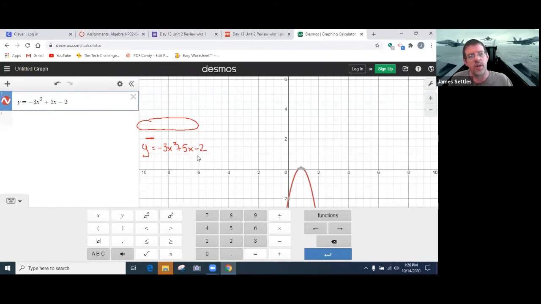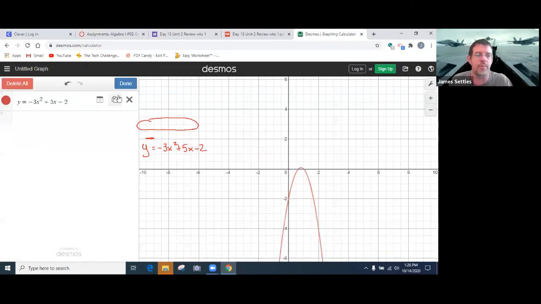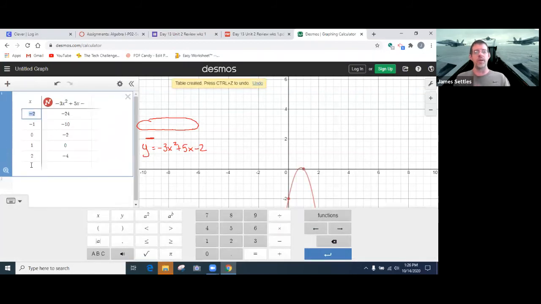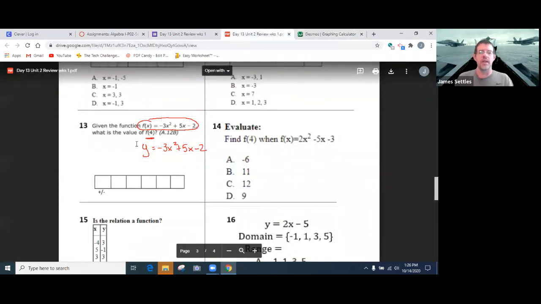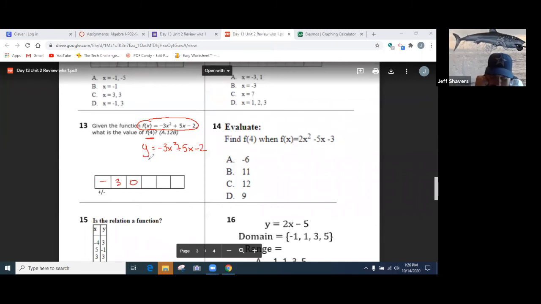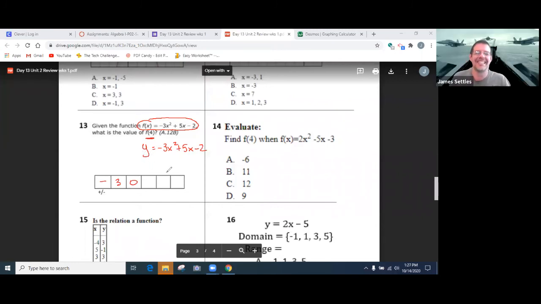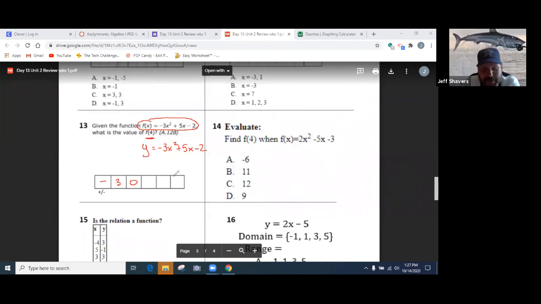All right, so we're going to plug this in. Now, we don't want the graph. We need to plug a number in. The only way to plug a number in is to hit settings and turn this into a table. Then we wanted to plug in the number 4. If we plug in 4, we get negative 30 as our answer. On this, the negative goes up front, and then the numbers start in that second box there. I probably would have put a negative, because of the negative 3x to start with.